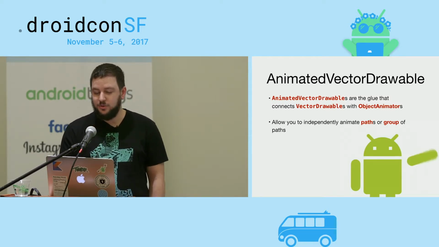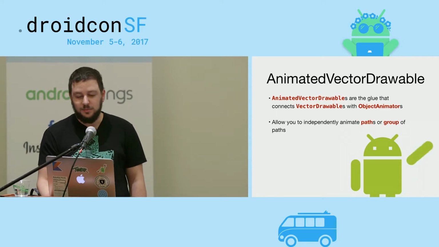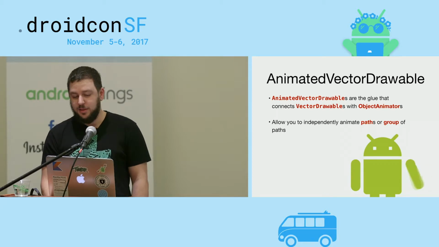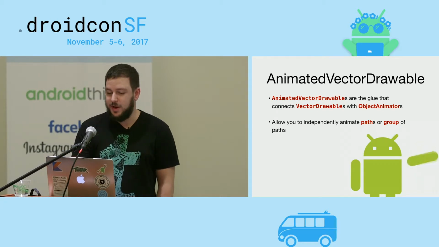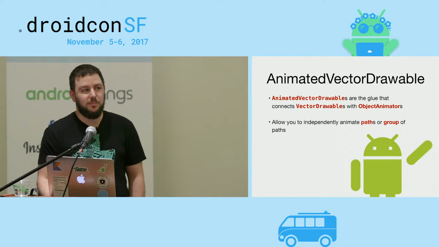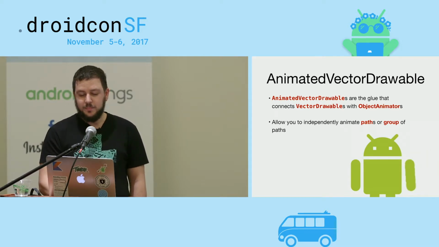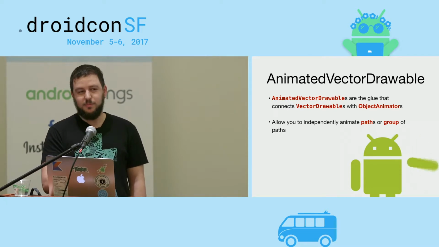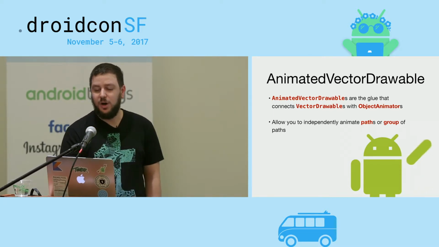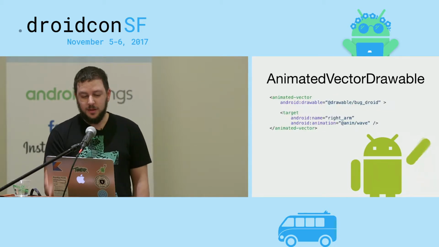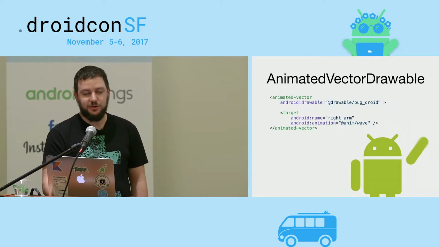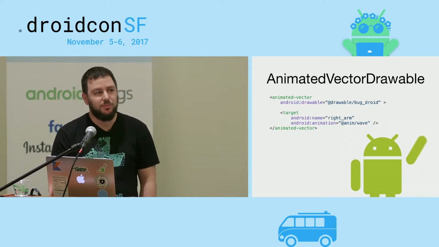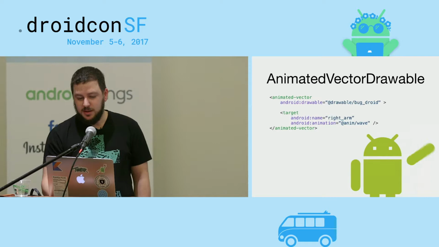AnimatedVectorDrawables take VectorDrawables and make them animatable. A vector drawable assigns each animated path or a group of paths a unique name, and the animated vector drawable uses those names to map one path or a group of paths to object animators. So AVDs are just a simple XML resource file, just like a shape drawable or a state list drawable.